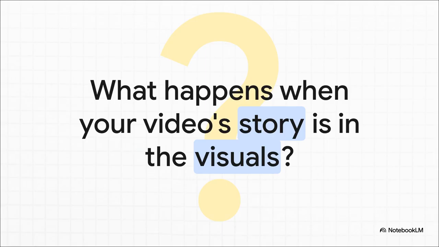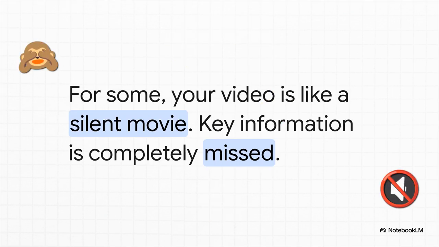How much of the story, the context, the really important info, was shown and not told? A character's facial expression, a key number on a chart, a sudden change of scenery. What happens if someone can't see any of that? You got it. For someone who is blind or has a visual impairment, your video can feel like watching a silent movie where the picture is just gone. They can hear the dialogue, sure, but the actions, the setting, the humor, that's all visual, all of that rich storytelling is just completely missed.